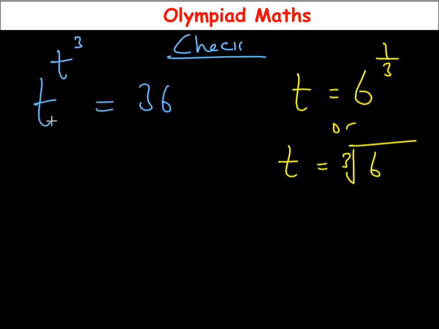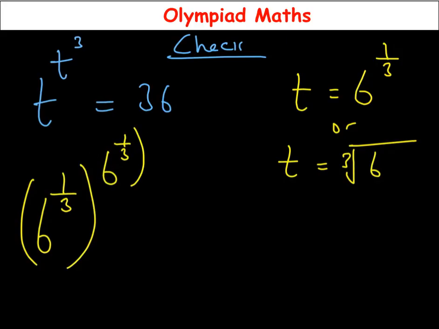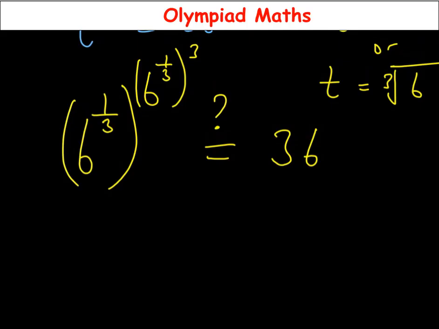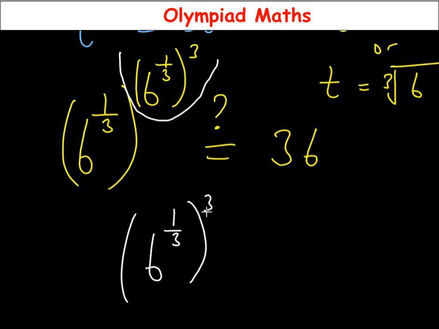Okay, so from here, t is 6 raised to power 1 over 3. So 6 raised to power 1 over 3, then all raised to power 3, equals 36? The next thing for us to do is to first simplify this power right here. So we have in brackets 6 raised to power 1 over 3, raised to power 3. Following the principle that if you have a raised to power b, or power of c, this equals a raised to power b times c.